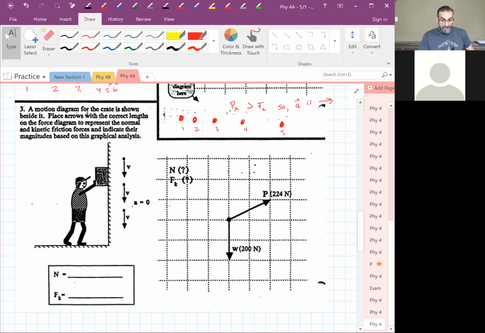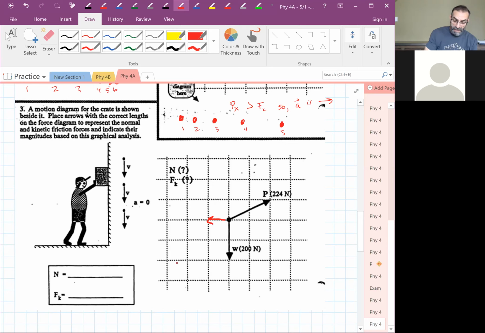Yeah, the crate is sliding down the wall. So the person is pushing it into the wall and up a little bit. And the crate is sliding down the wall. So how does a surface interact with something? Through a normal force and through a friction force. The normal force is perpendicular to the surface, and the friction force is parallel to the surface. So in this case, the normal force points this way.